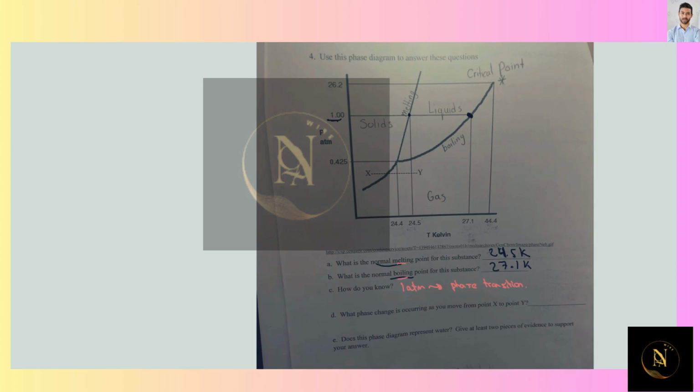Next up, what phase change is occurring as you move from point X to Y? So in this case, we're going from solid to gas, and this is going to be called sublimation.